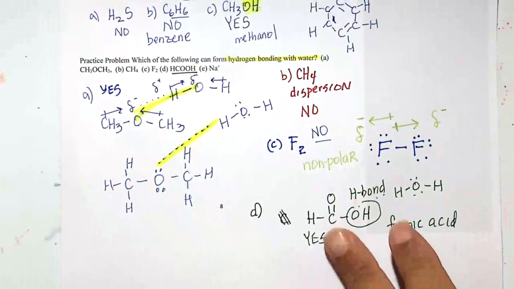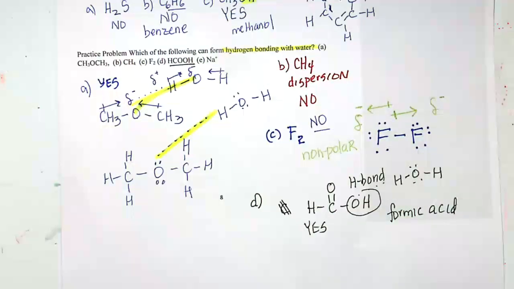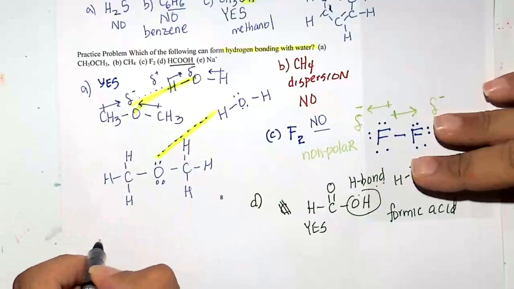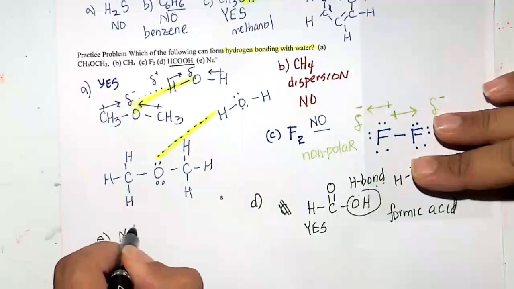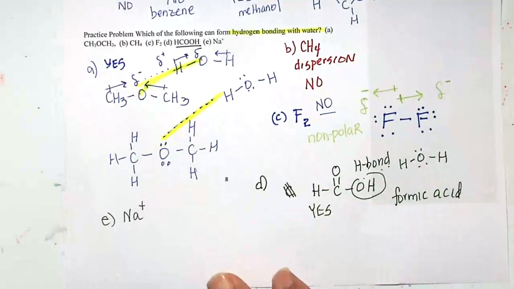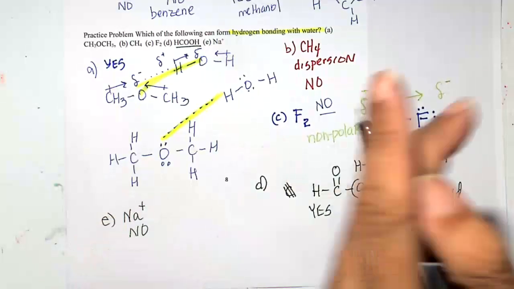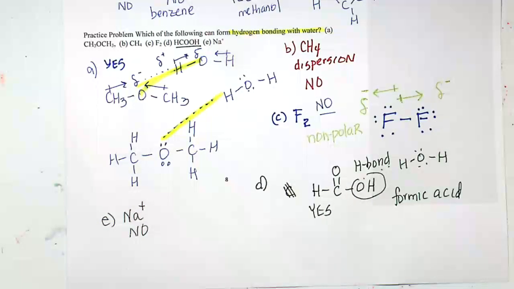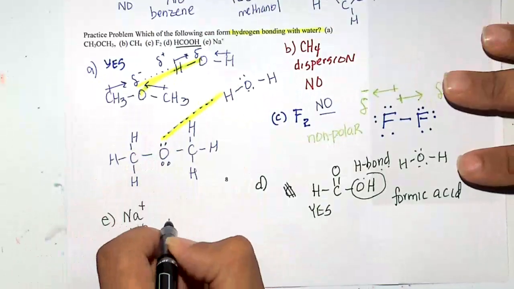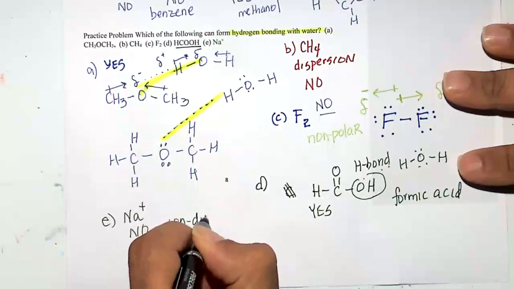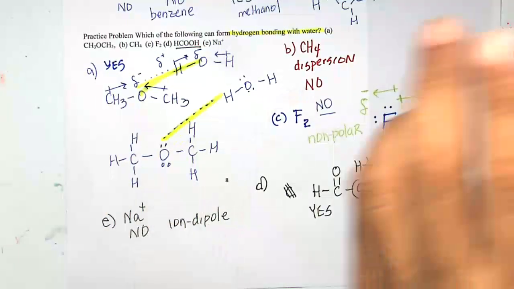And finally, part E. Can part E, sodium ion, hydrogen bond with water? Can sodium ion hydrogen bond with water? Yes or no? OH, NH, or F? No. Okay, this cannot hydrogen bond with water. What would the sodium ion and water be if they were to interact? Okay, it would be ion-dipole. Okay, but definitely not hydrogen bonding.